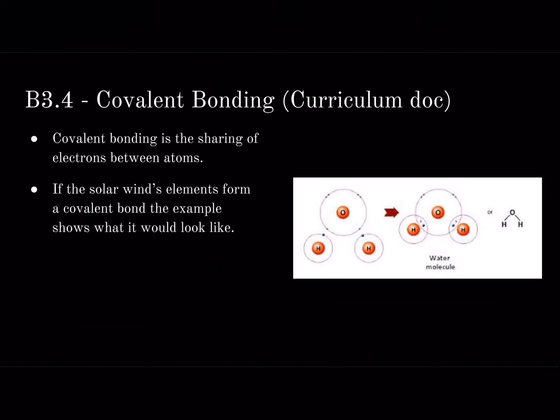Covalent bonding is the sharing of electrons between atoms. This type of bonding occurs between two atoms of the same element or of elements close to each other in the periodic table. This bonding occurs primarily between nonmetals. However, it can be observed between nonmetals and metals. If the solar wind's elements form a covalent bond, the example shows what it would look like.